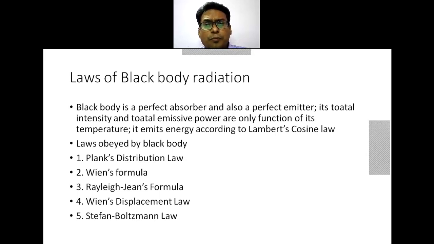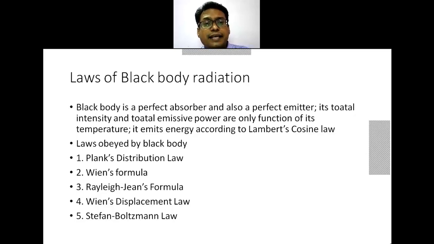There are laws for black body radiation. The black body is a perfect absorber and also a perfect emitter. It can absorb as well as it can emit. So its total intensity and total emissive power are only functions of the temperature. That means it emits energy according to Lambert's cosine law.